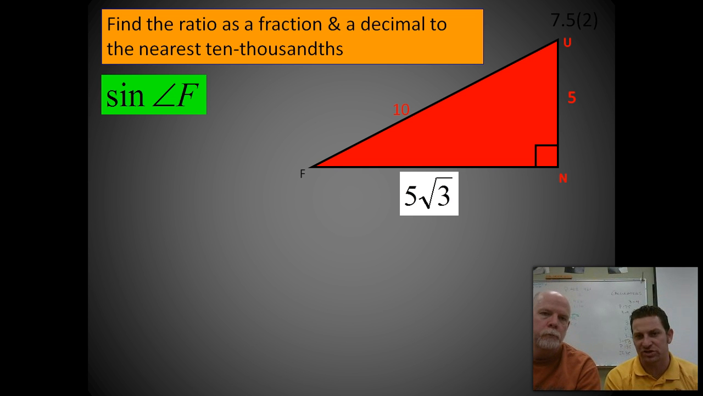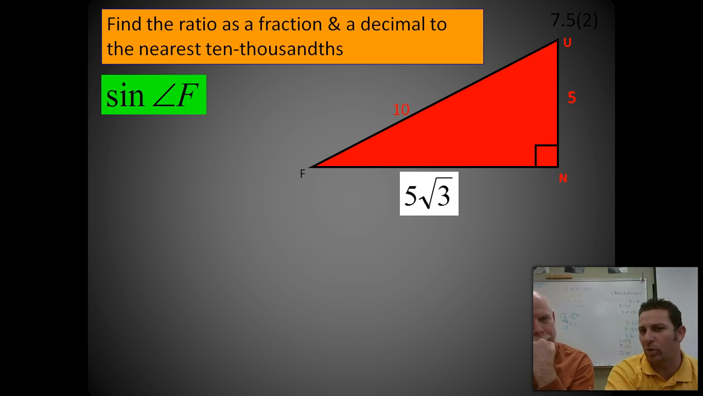Some of you may look at this and say, oh yeah, that's a 30-60-90, just because I see double the short leg to make the hypotenuse, and I see a 5√3 on the long leg. We can use 30-60-90 to know that F would be 30, U would be 60, and N would be 90. But let's go back, and you can see how sine is going to give you the exact same answer. You can relate what you know about 30-60-90s to how the sine function works, guys. So here we go.